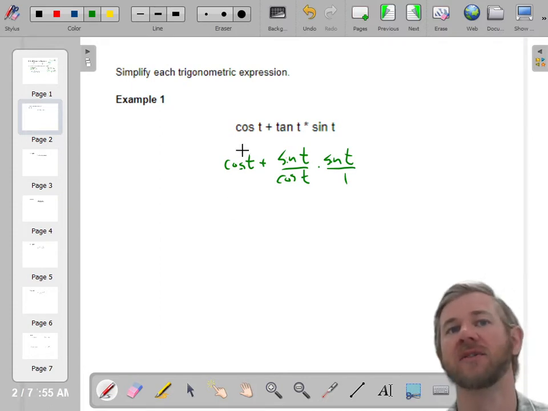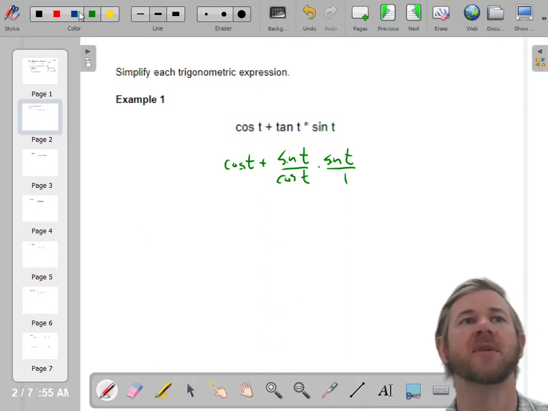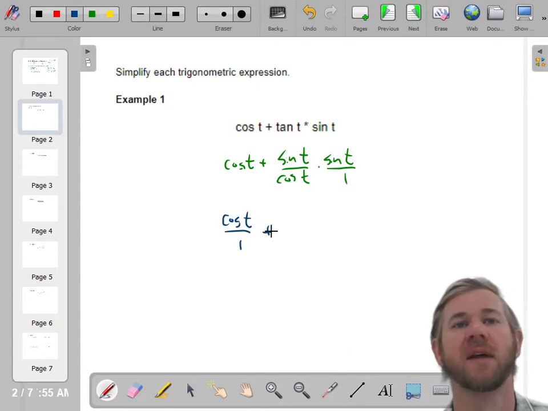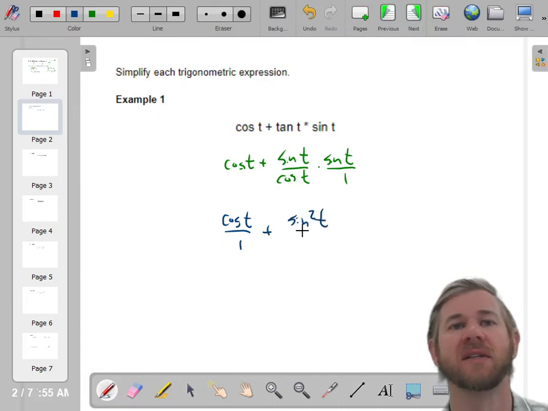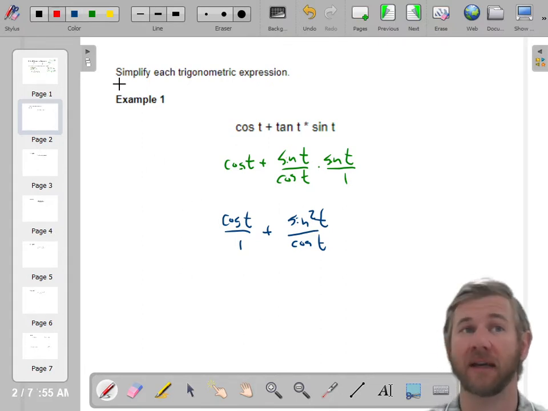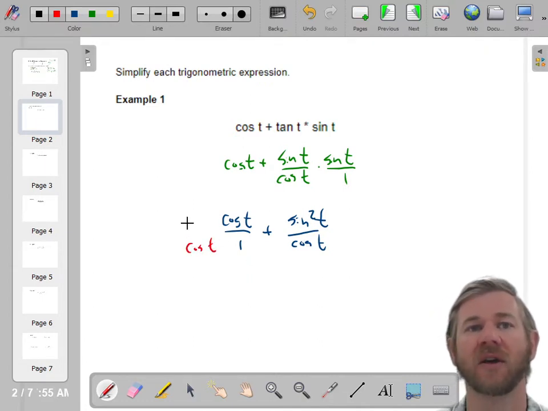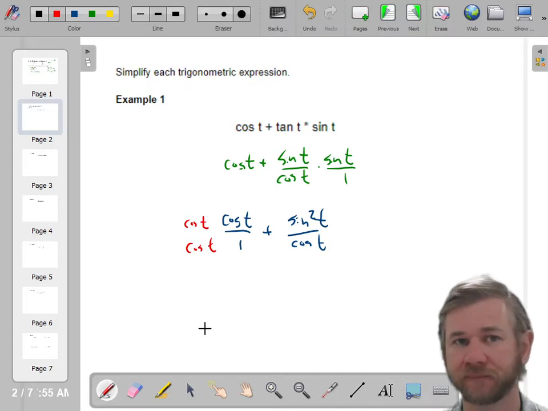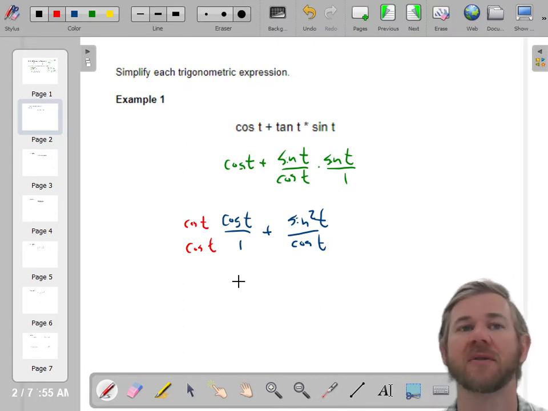So now what I have is cosine of t over 1, plus sine times sine in the top, which is sine squared t over cosine t. So the first thing we've done is make everything in terms of sine and cosine, and now what we're going to do is get a common denominator. If this one has cosine for its denominator, this one needs a cosine for its denominator. So I'll multiply the top and the bottom by cosine.